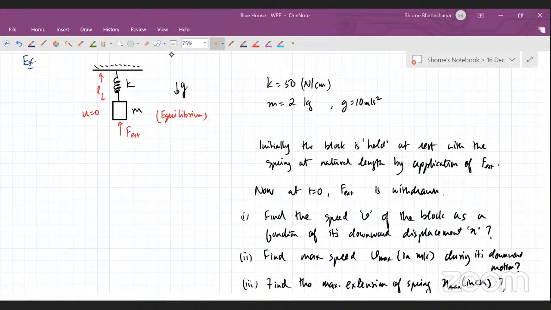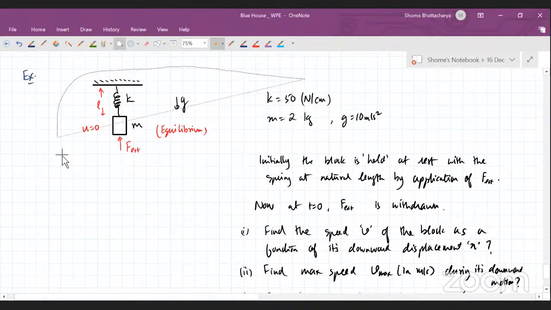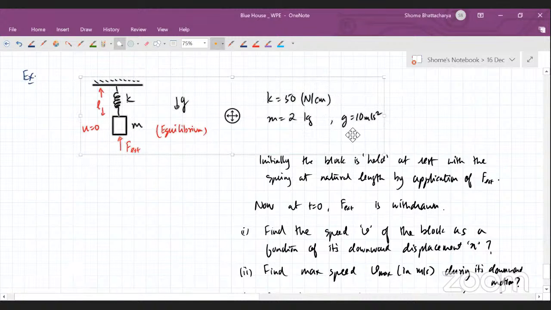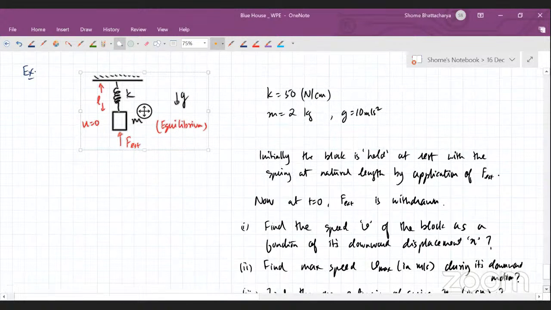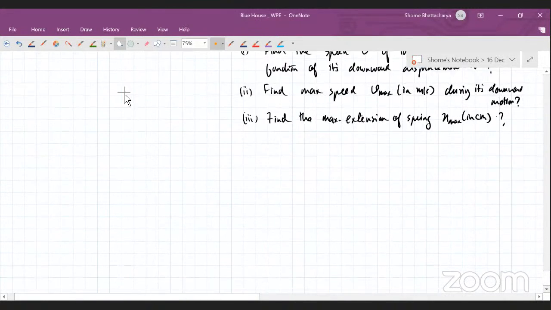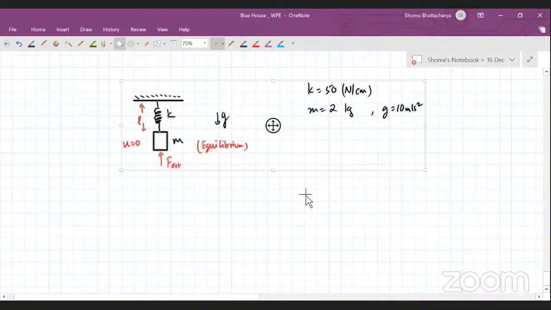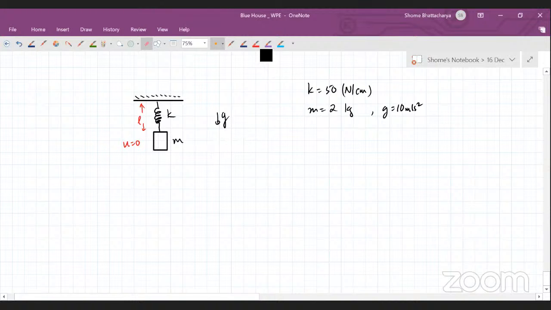Okay, so let's start with the first part. So this is the initial state of the block from where you are releasing it. But the difference is now you are just removing this external force. So it's starting from the rest position, but it starts with not from equilibrium, but rather with a large value of acceleration equal to G, because the spring force is 0 right now.